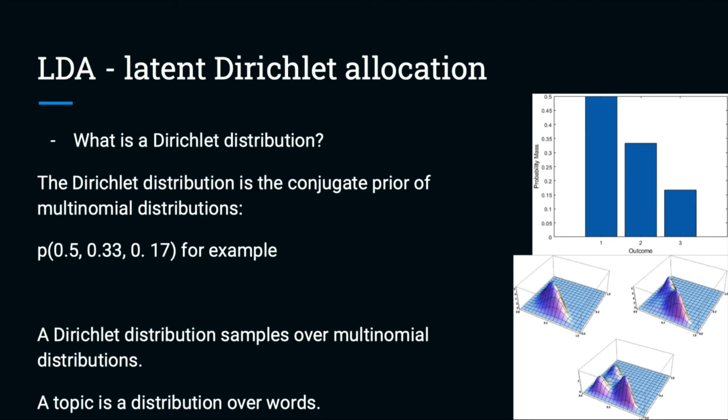But first of all, what is a Dirichlet distribution? Here we have a multinomial distribution. We have 3 possible outcomes, and there are different probabilities associated with each outcome. We could express that like this. A Dirichlet distribution samples over multinomial distributions. It's often called the conjugate prior of multinomial distributions. Here are some diagrams to illustrate the Dirichlet distribution. In our context, we're going to consider the topic to be a distribution over words.